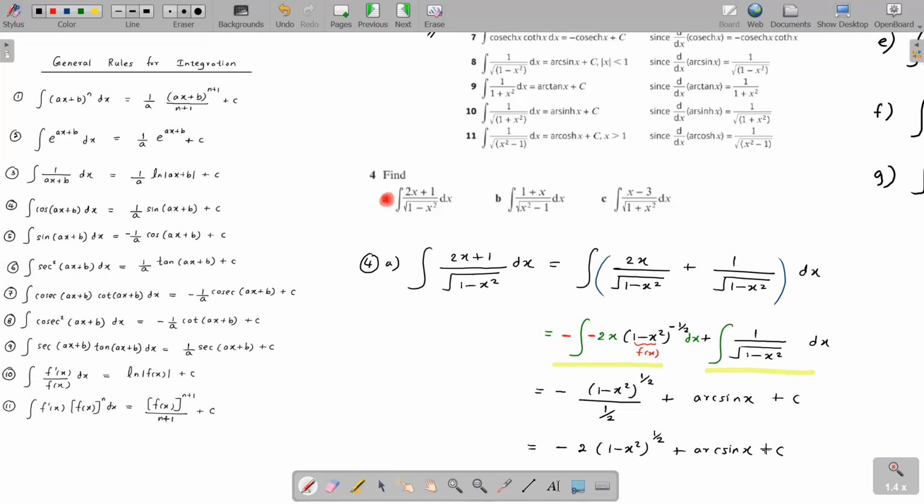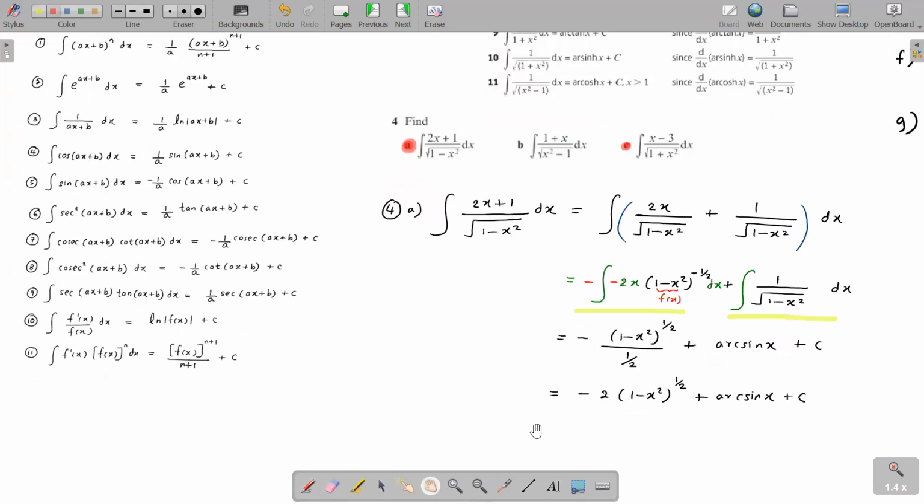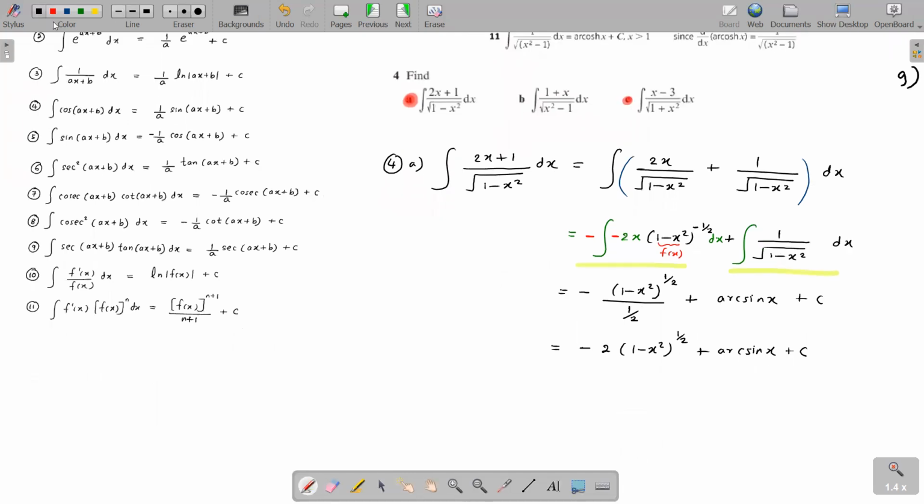So can you see how this works? Yes. We'll do one more and we'll finish it off. Fourth one, part C.